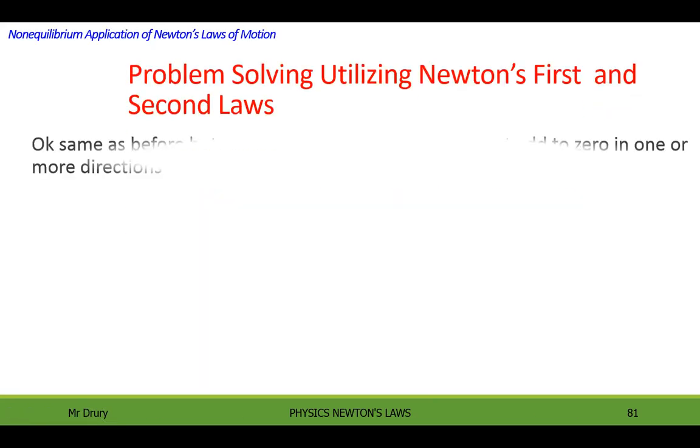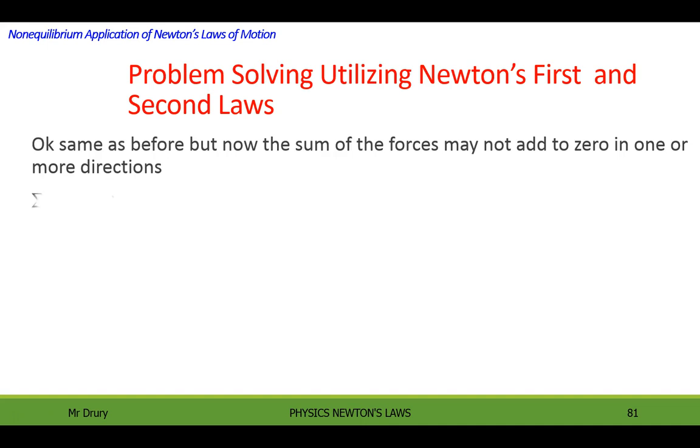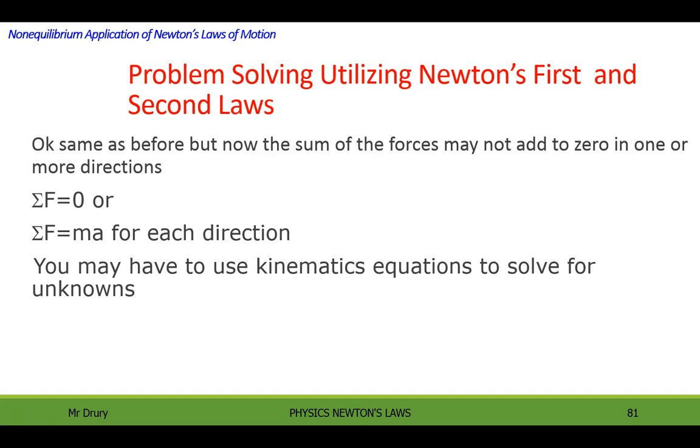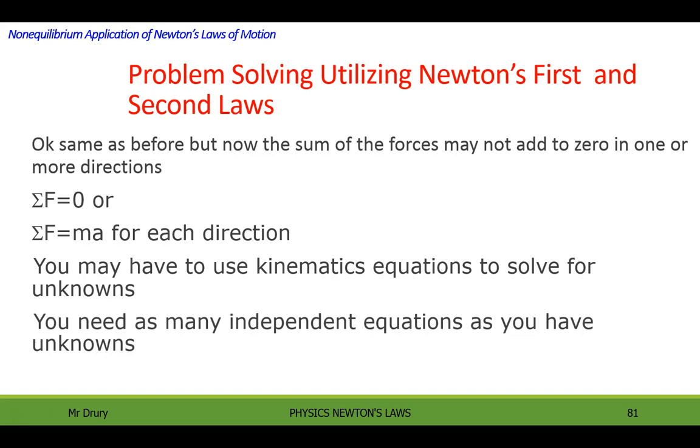Alright, so how do we solve problems like this? We basically do it the same exact way we did before, but we have to keep in mind that some of the forces may be equal to zero, or they may be equal to mass times acceleration in each direction. And we may have one more unknown because we have the option of having kinematic equations to solve for an additional unknown. But keep in mind that you need just as many independent equations as you have unknowns. So you can have something like the sum of the force in the x, the sum of the force in the y, and a kinematic equation, so you could possibly have three unknowns.